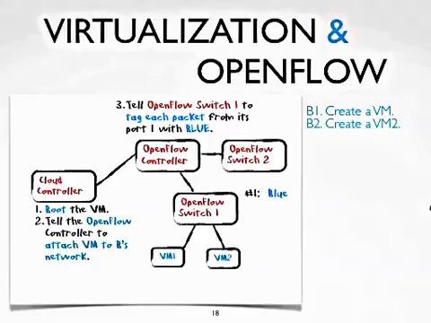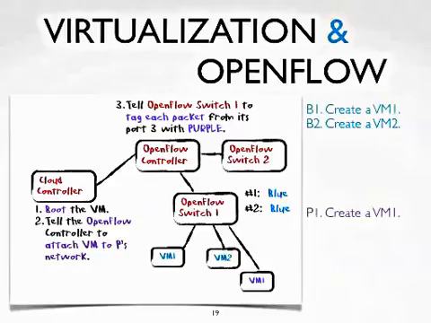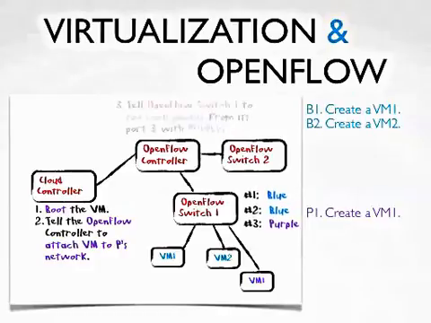The same process happens, and another rule is installed here. So any packet coming from port 1 is marked as blue, and from port 2 is marked as blue. Let's say another user requested his first VM in the purple network. What happens here is adding another rule to that switch, right? Anything coming from port 3, color it with purple.